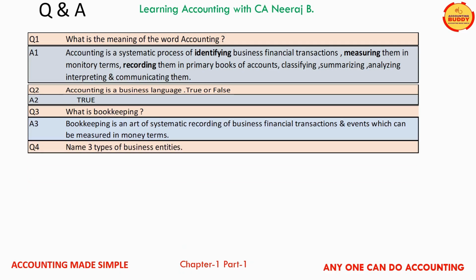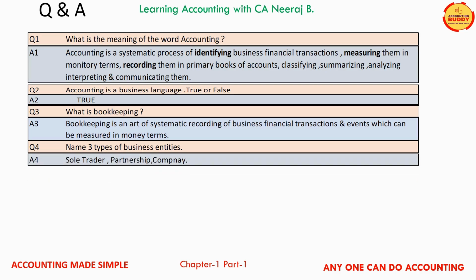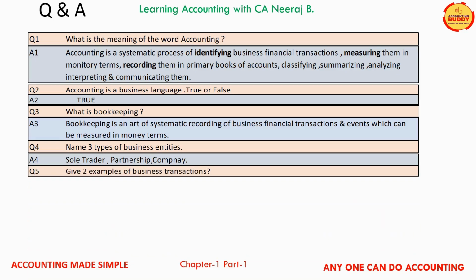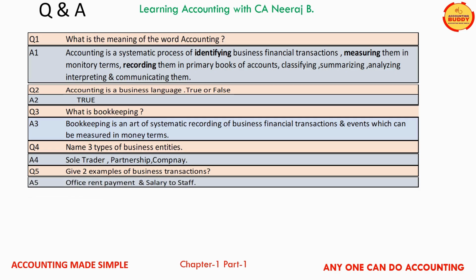Question number 4, name 3 types of business entities. I'm sure you remember. Sole trader, partnership, and company. Question number 5, give 2 examples of business transactions. I'm sure it is super easy. Office rent payments and salary to staff.